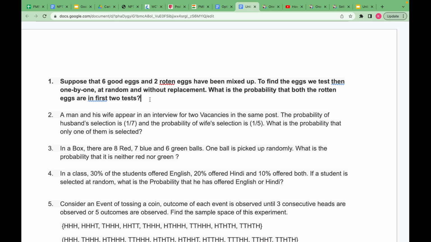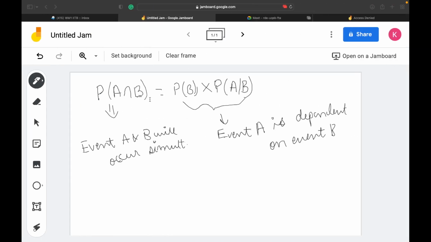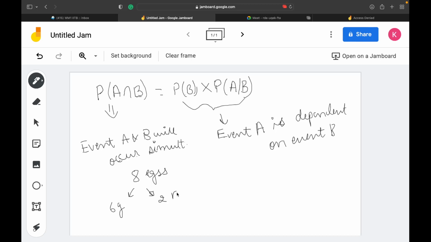So the second event is dependent on the first event. Okay, the probability of the second event is dependent on the first event. So what I am saying is there are total 8 eggs, right? 6 are good, 2 are rotten. Now the probability that if we take two eggs simultaneously, then one will be good and one will be rotten.